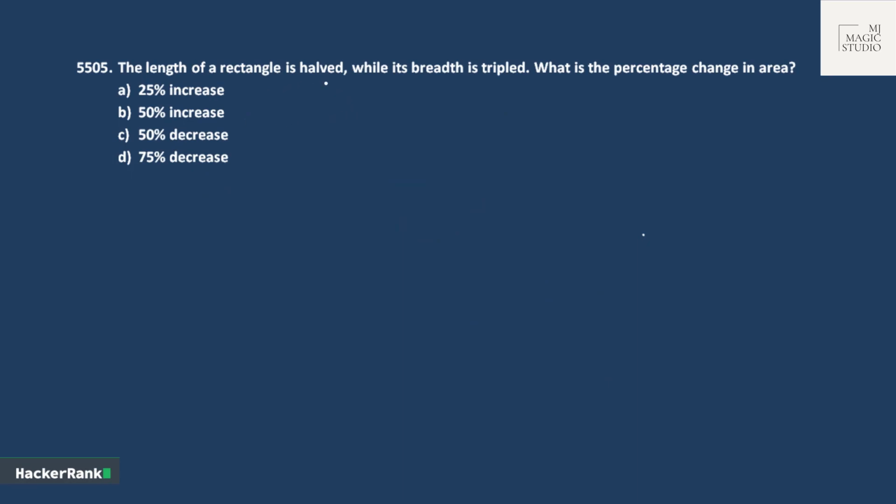The length of a rectangle is halved, while its breadth is tripled. Length was 1, now it becomes half, that means it has decreased by 50%. Breadth was 1, now it has become 3, that means it has increased by 200%. What is the percentage change in area?